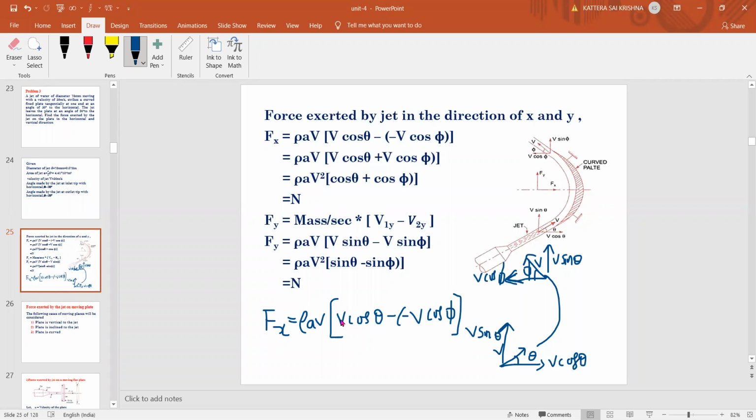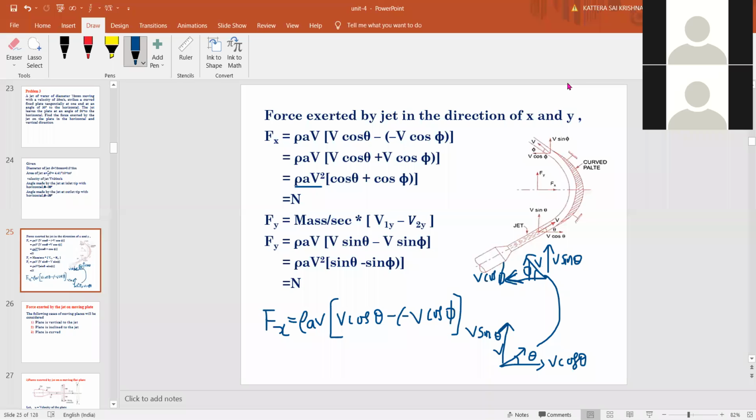Now you can see what you got again. Here and here, both V are common. Theta and phi are not common, remember that. So finally you will get rho A V square outside, into what is inside: cos theta, minus into minus becomes plus cos phi. So if you are drawing this, you can directly write this formula: Fx equal to rho A V square (cos theta plus cos phi). Then you can substitute the values which are given in the question.